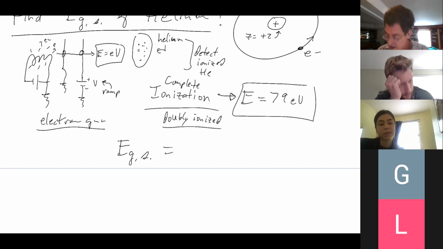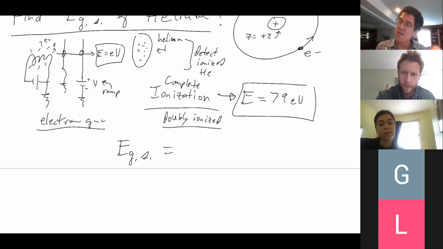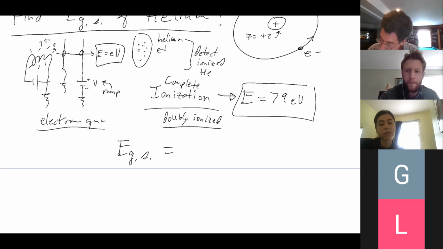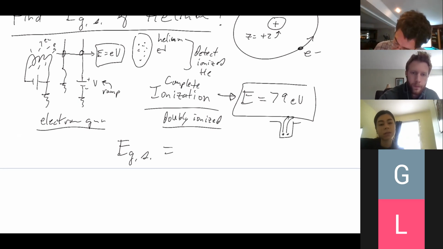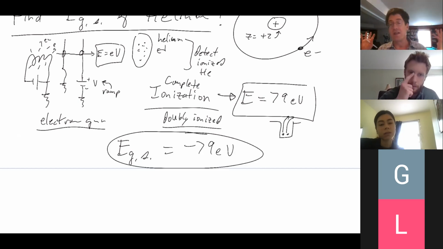Minus? Right, because it's a bound state energy. Those 2 electrons are trapped by 79 electron volts. You liberated them by giving them plus 79. You took them out. I just want you to see that they used to be down there, and you kicked them out with some positive energy. Okay, so that means that your ground state energy is negative 79 eV. We just discovered the ground state energy of helium.